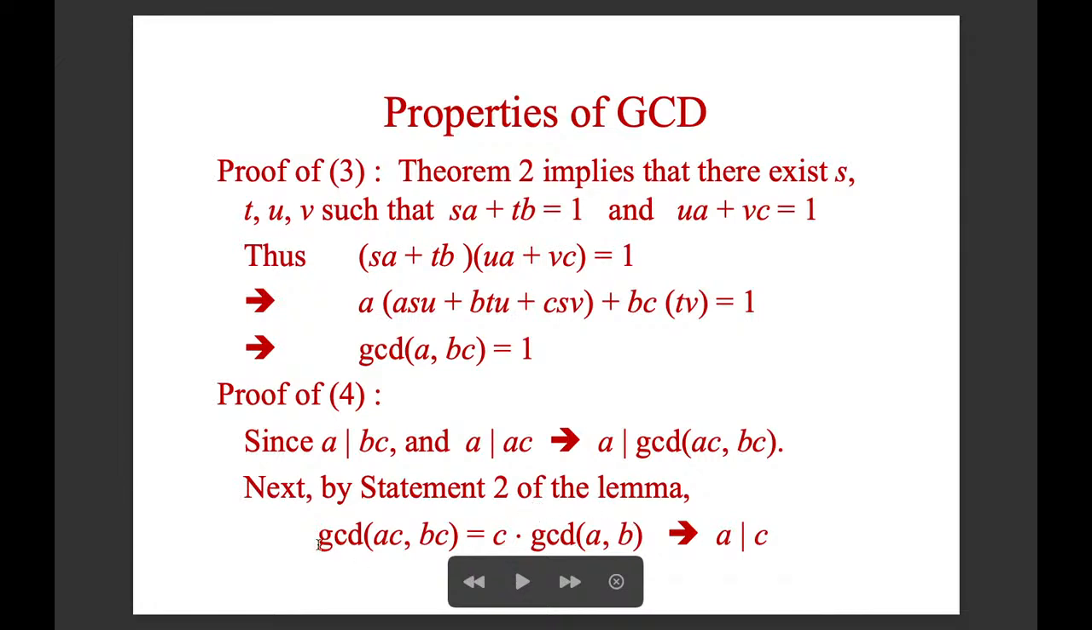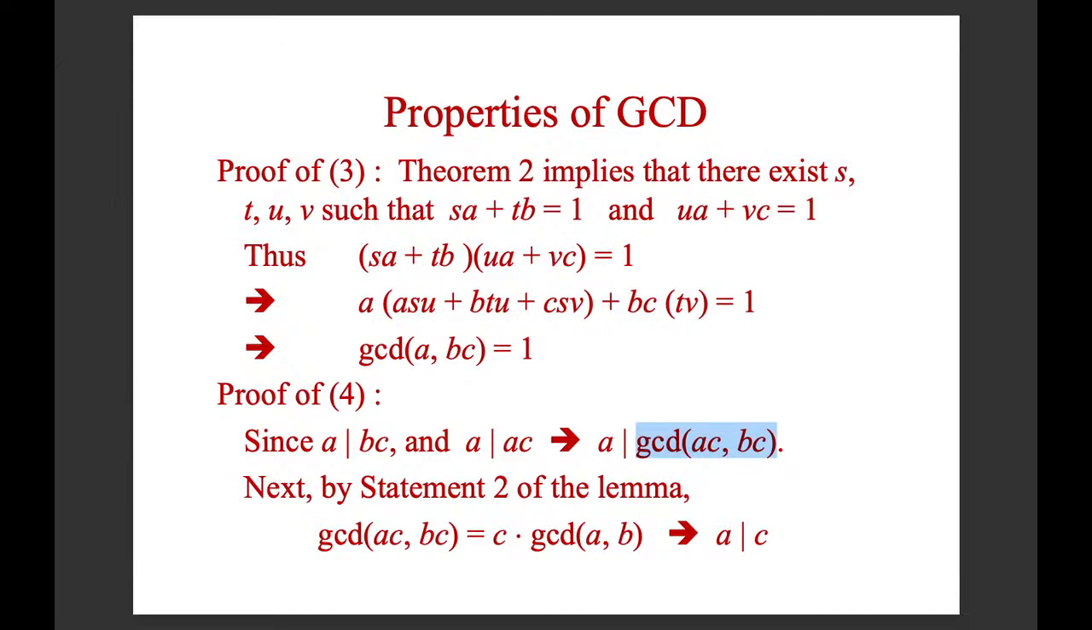So what does that mean? GCD of AC, BC is equal to C times GCD of A, B, which is equal to C times 1, which is equal to C. So this number is exactly C. So that's why A divides C. Okay, so notice that we do not use any extra knowledge except for those that we have already derived.